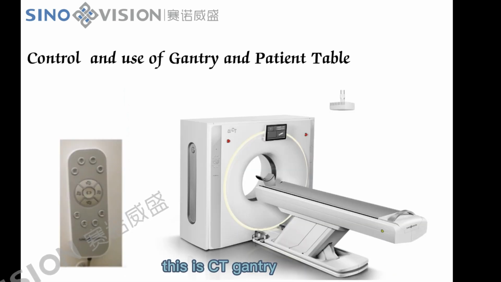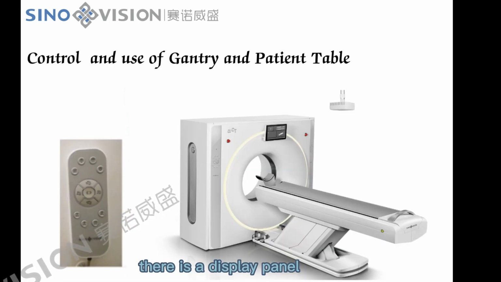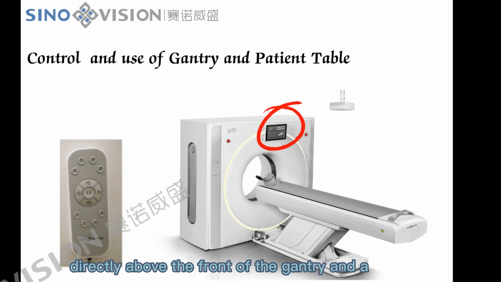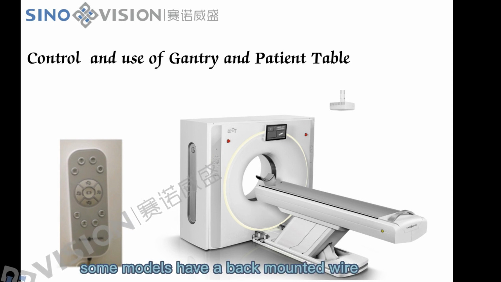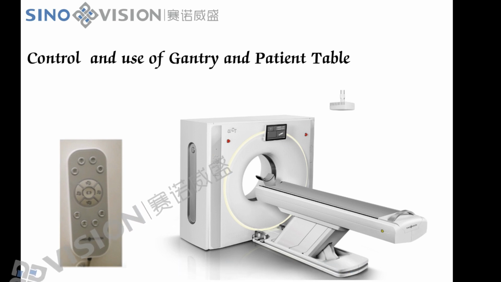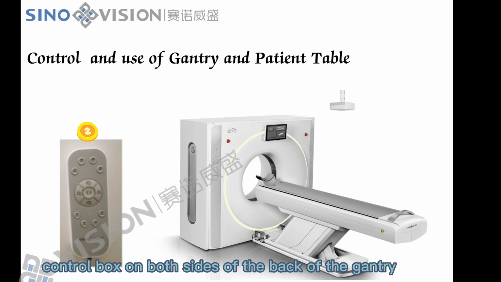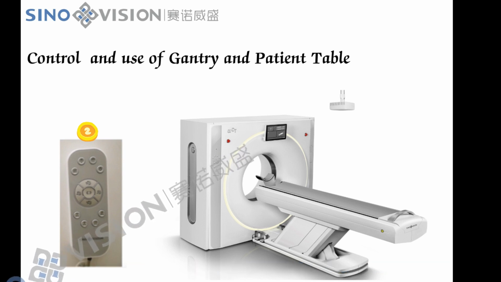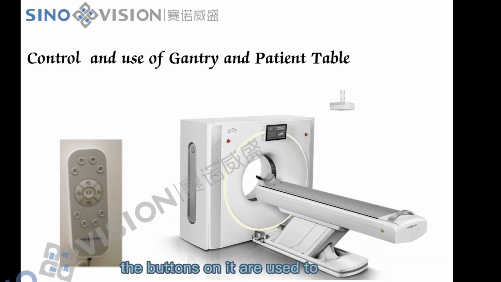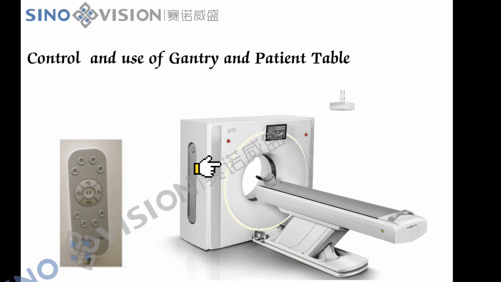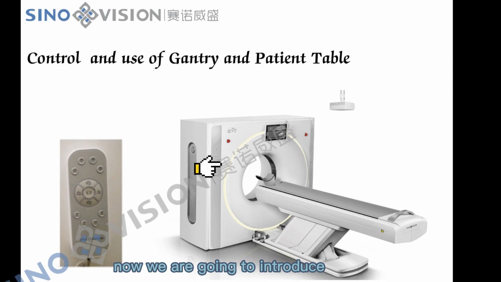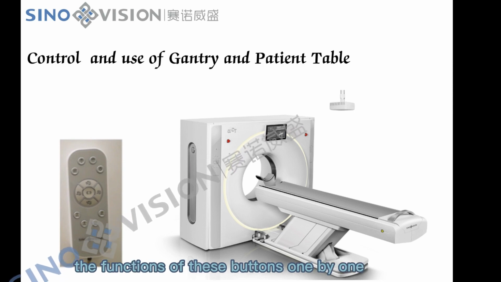This is the CT gantry. There is a display panel directly above the front of the gantry and a control panel on each side of it. Some models have a back-mounted wire control box on both sides of the back of the gantry. The buttons on it are used to control movement of the patient table and gantry. Now we are going to introduce the functions of these buttons one by one.